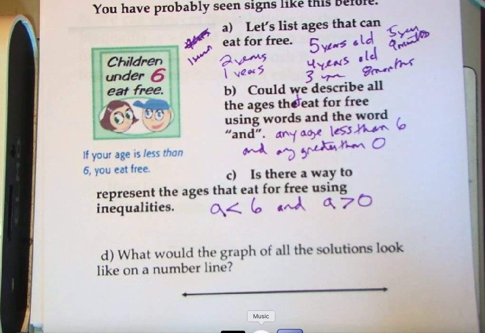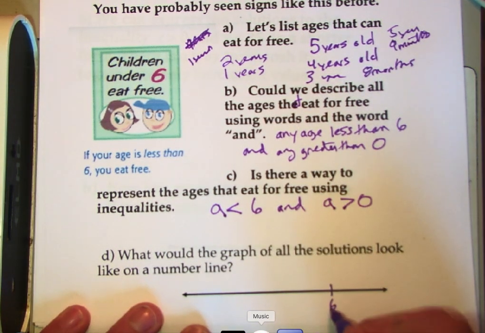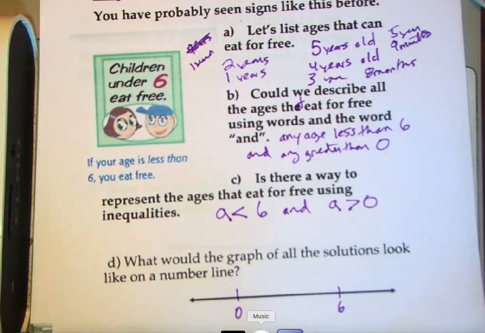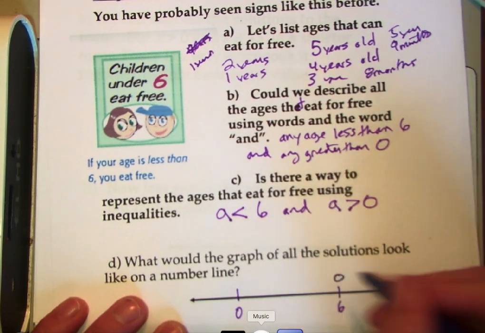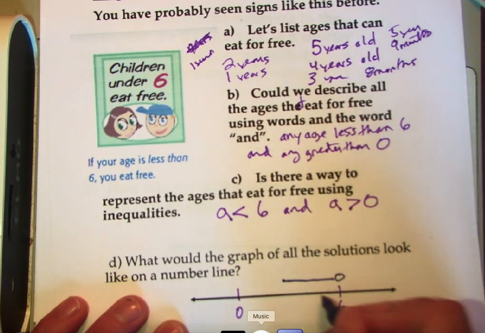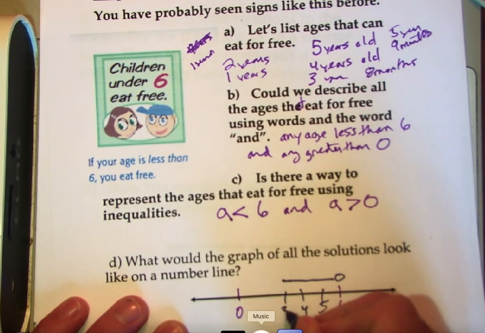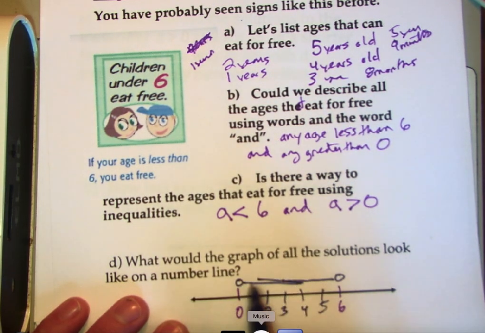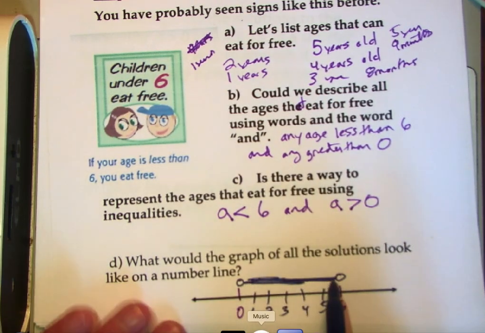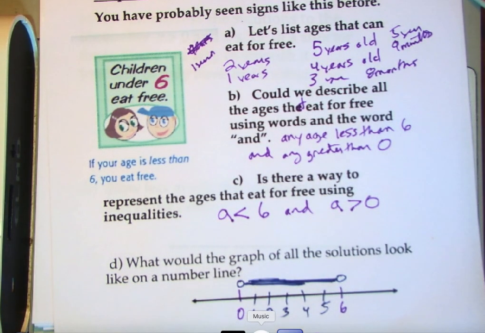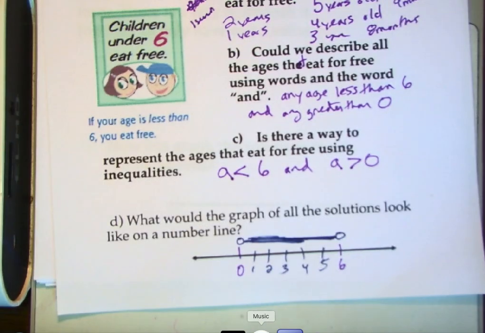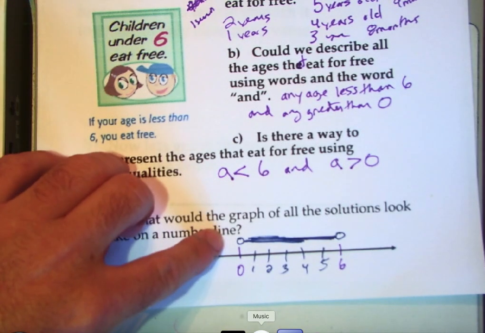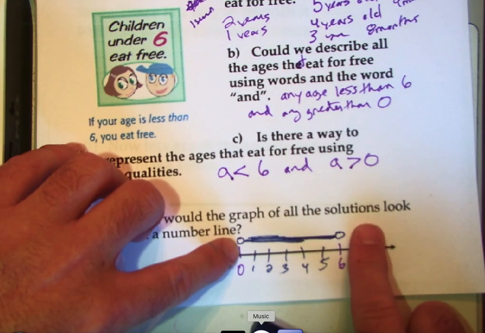Okay. And did anyone think of a way we could represent this on a number line? I would invite kids up to show what they did, but we don't have that, obviously. Someone might say, well, 6 doesn't work, and we go this way: 5, 4, 3, 2, 1. But 0 doesn't work, so it goes like this. Aha. So does this little thing show all the ages that eat for free? Yeah, because you can't be less than or equal to 0, and you can't be greater than 6.